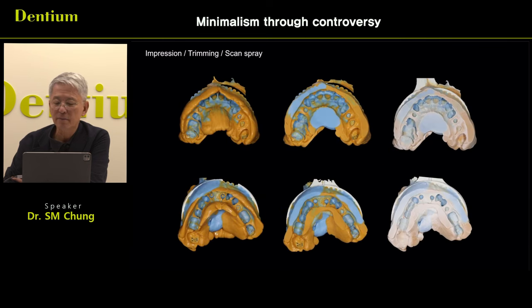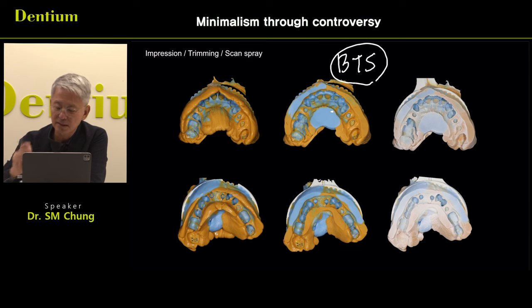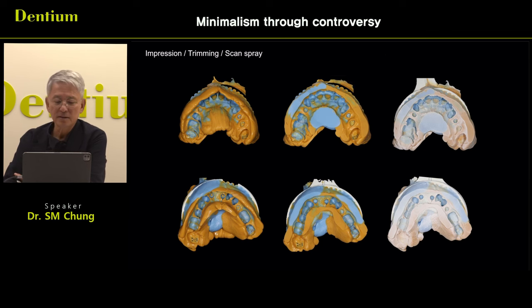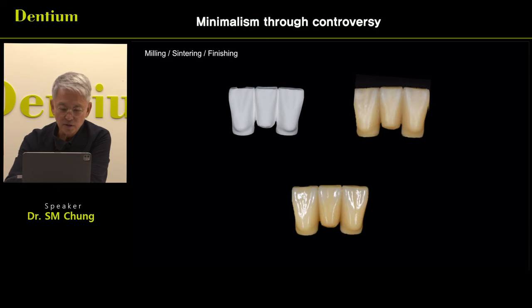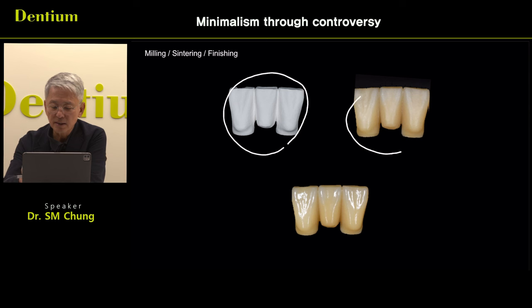After the temporaries, we make a bite tray impression and the impression scanning. We call it the bite tray impression scanning, and we have named it BTS. After that, through the scanning, we have a bridge setup for the final process: zirconia milling, sintering, and glazing.